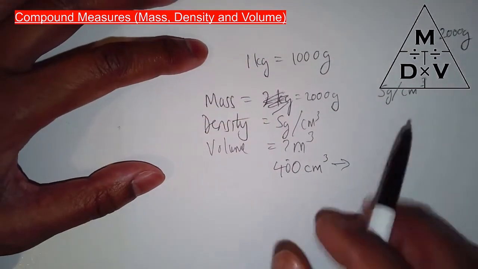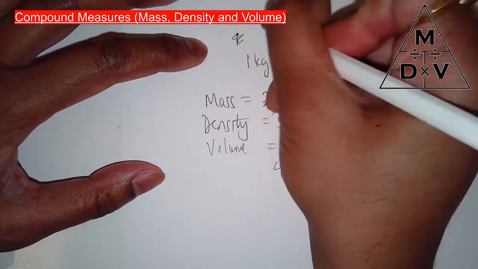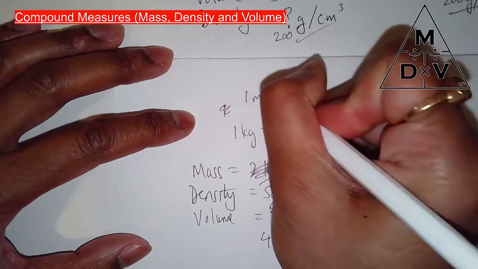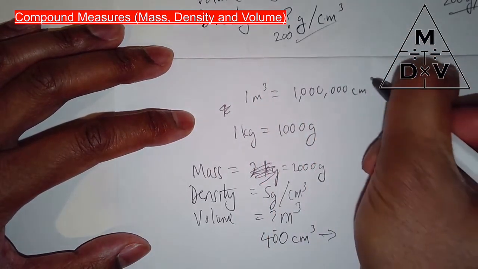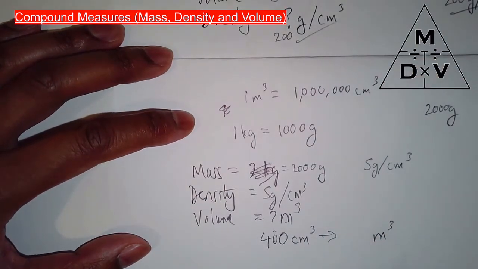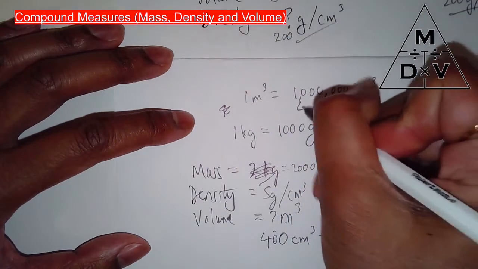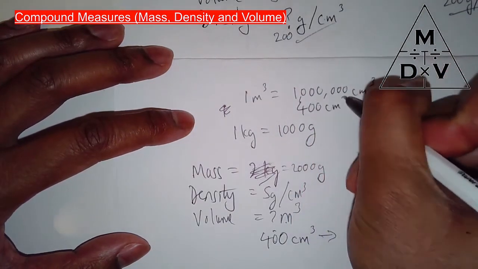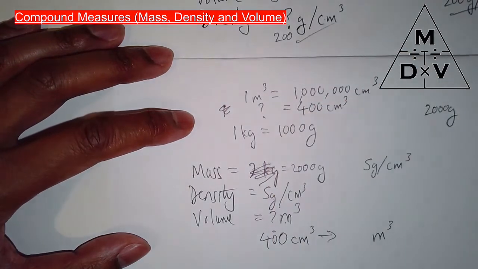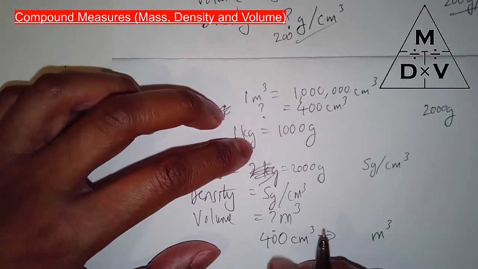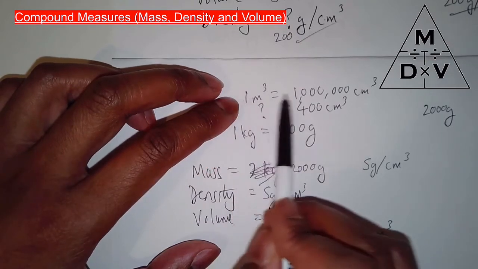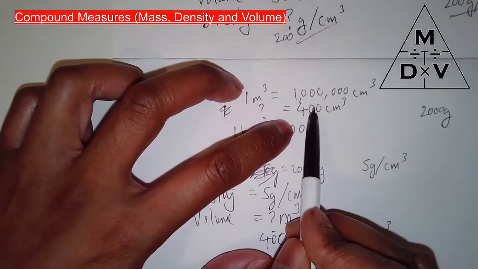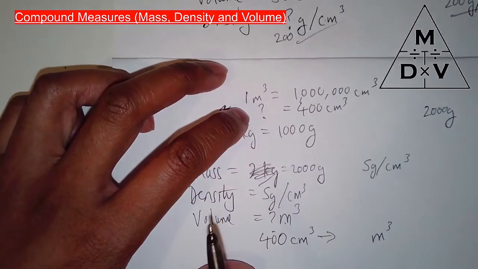Now, if you remember, 1 meter cubed is equal to 1,000,000 little centimeter cubes. And I want to know what 400 centimeter cubed is worth. How many meter cubes? Right, it's going to be quite a small number, isn't it? Because 1 on this side is worth 1,000,000, so only 400 on this side is going to be a lot smaller than that, isn't it?